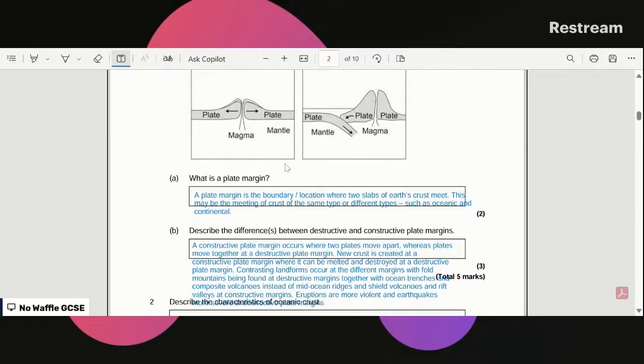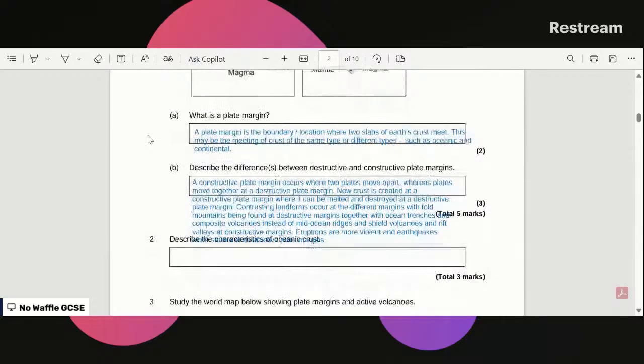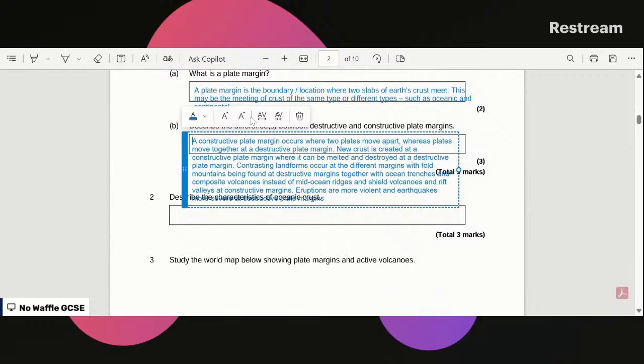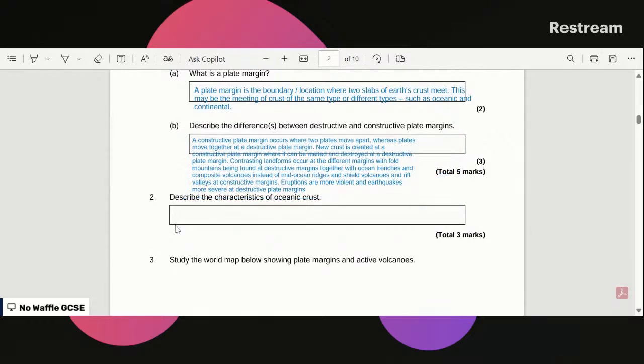Okay, the next question, describe the characteristics of oceanic crust. So what they're asking you here is to effectively talk about how much you actually know about the differences between oceanic and continental. So oceanic crust is actually much newer. You don't have to know this, but it's much newer than continental. So oceanic crust is very dense and sinks beneath continental crust. Oceanic crust can be renewed at constructive plate margins and destroyed at subduction zones.